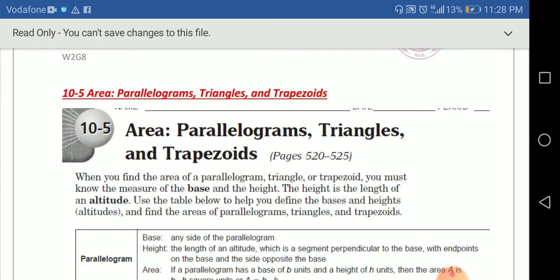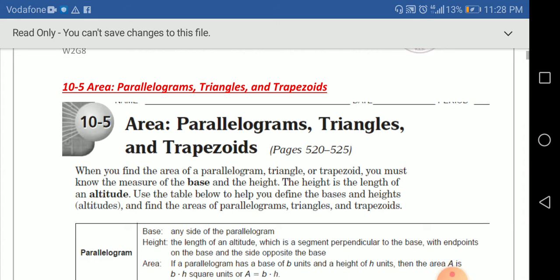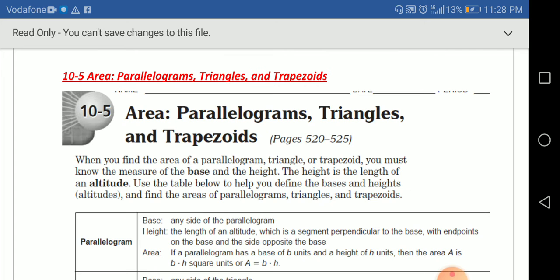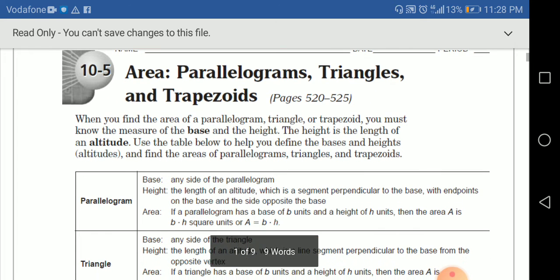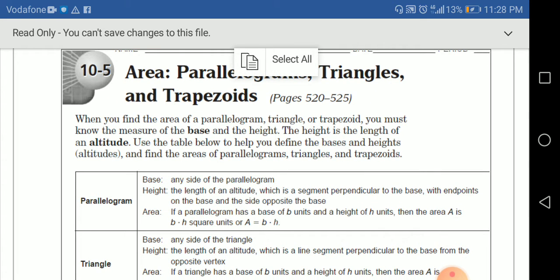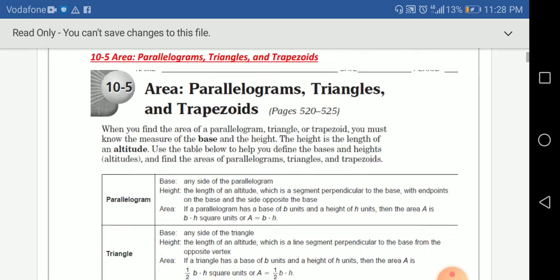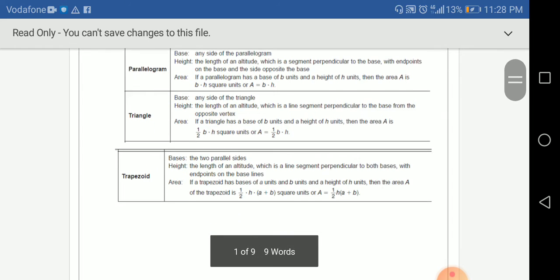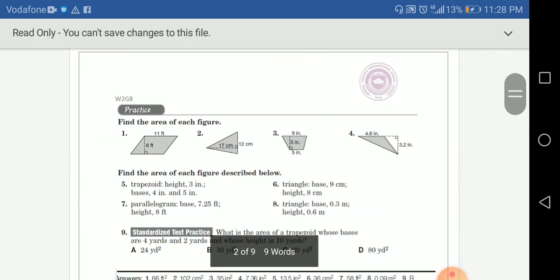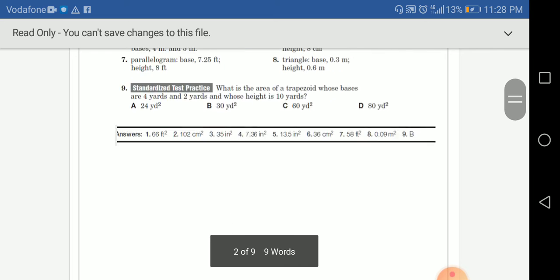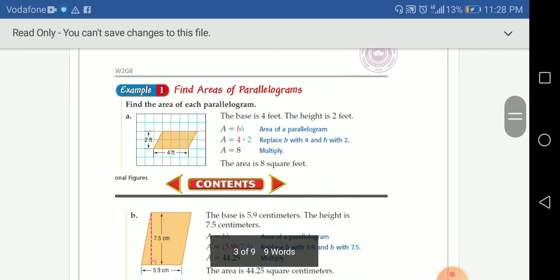It's about area: parallelograms, triangles, and trapezoids. So let's start. We have here the area. So I have here what? I have here to find two dimensions. I'm going to find here the product of what? The product of two dimensions. So let's have this one first of all.